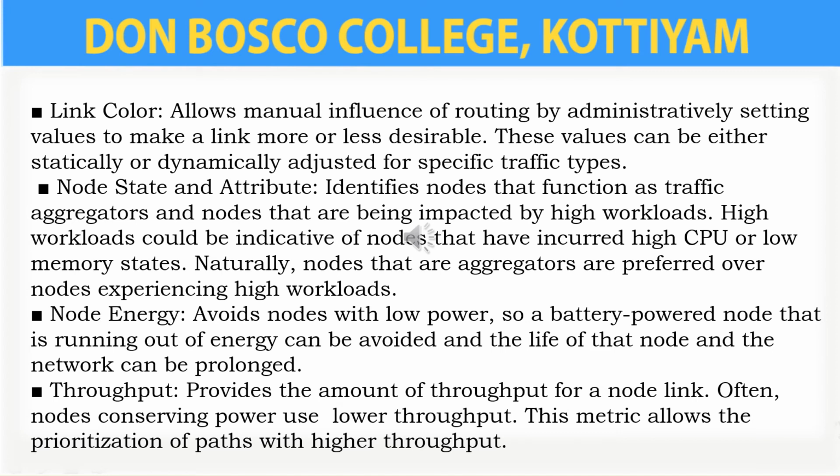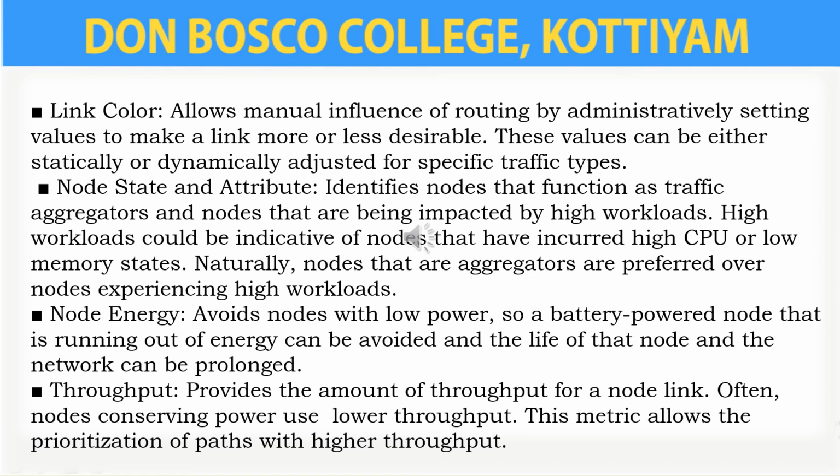Some more metrics are link color, node state and attribute, node energy, and throughput. Link color allows manual influence of routing by administratively setting values to make a link more or less desirable. The node state and node attribute identifies nodes that function as traffic aggregators and nodes that are being impacted by high workloads.